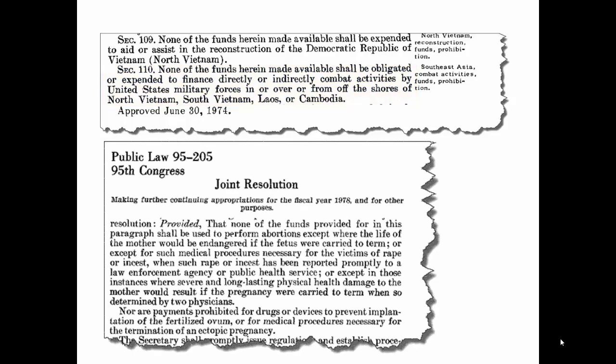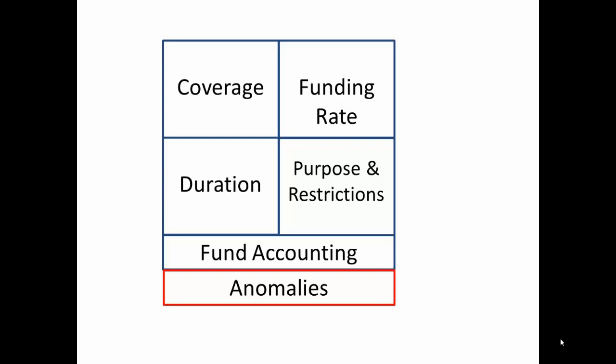Going back in time, anomalies have also been used for such things as preventing funds from being spent to finance combat activities during the Vietnam conflict in 1974, and preventing the use of funds to perform abortions. There is, as you can see, a great deal of variety in anomalies. This represents the normal structure of a continuing resolution: coverage, funding rate, duration, purpose and restrictions, fund execution and accounting, and anomalies. And we've seen samples of the type of language you may encounter.